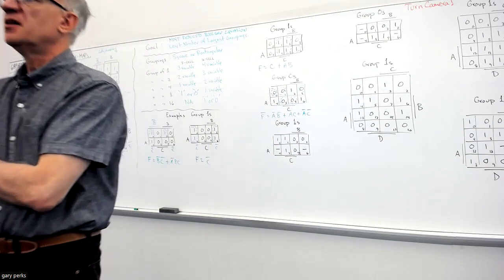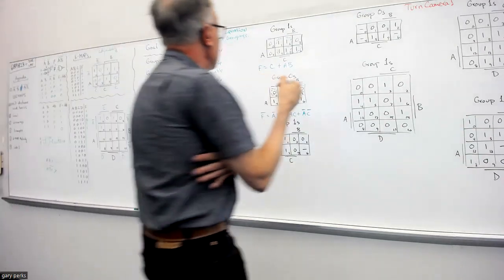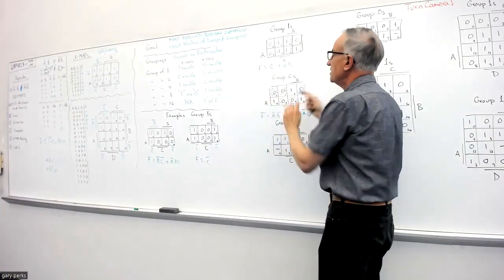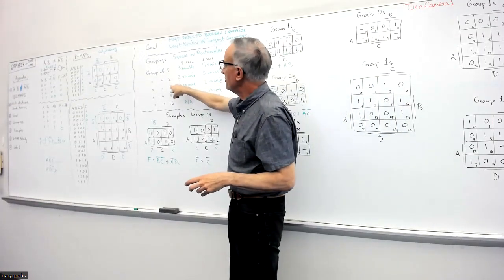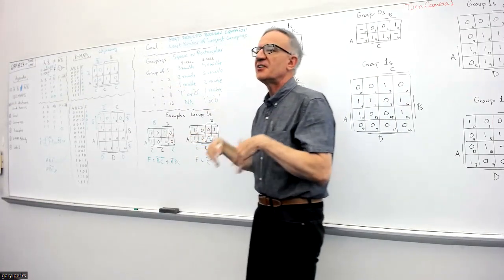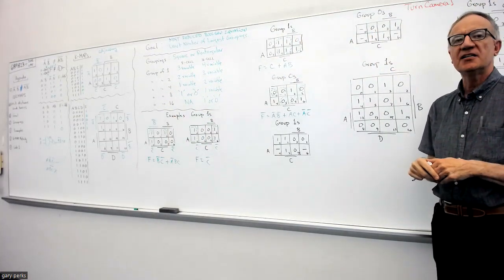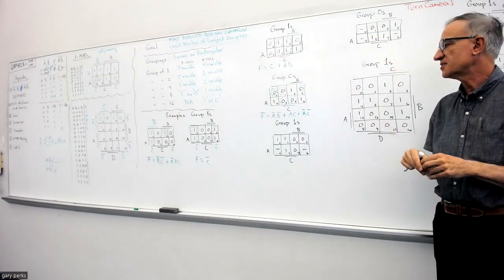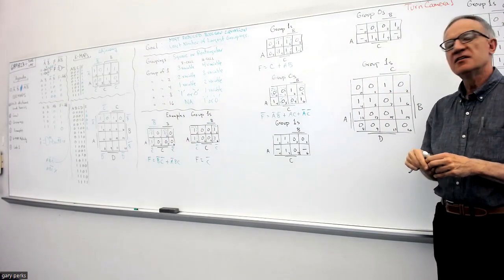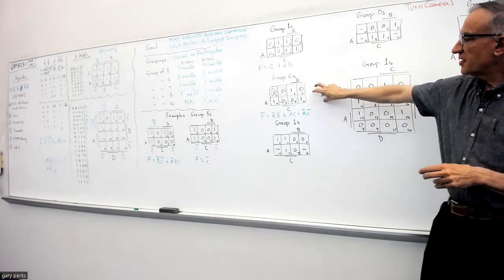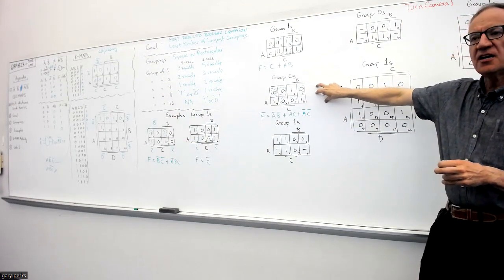Could you group 0, 1, and 2? No, because the groups have to be powers of 2. Yeah, you can't have a group of 3 or 5 or 6 or anything like that. It's got to be 1, 2, 4, 8, and then if you're doing 16, you can do 16. Okay, so is everybody all right with this one?